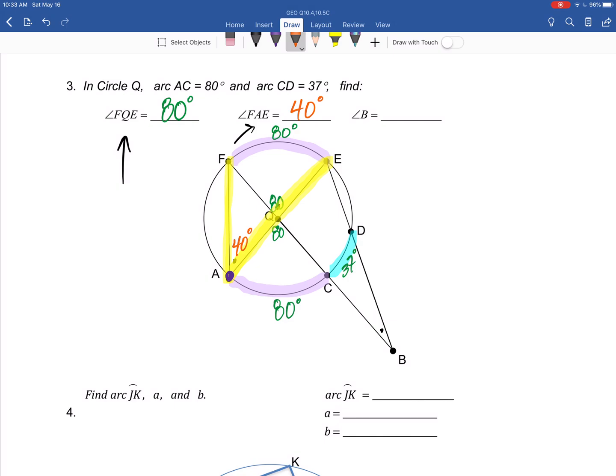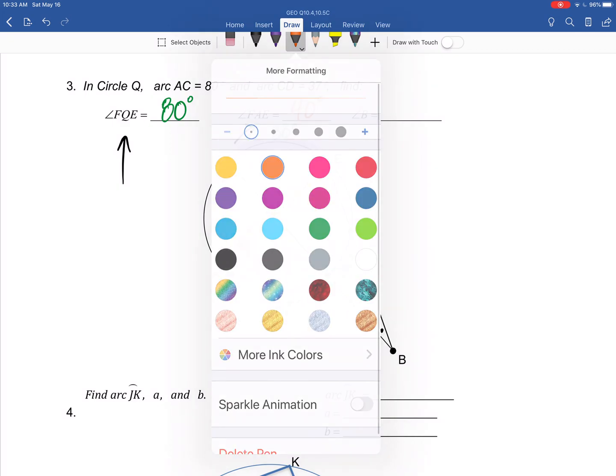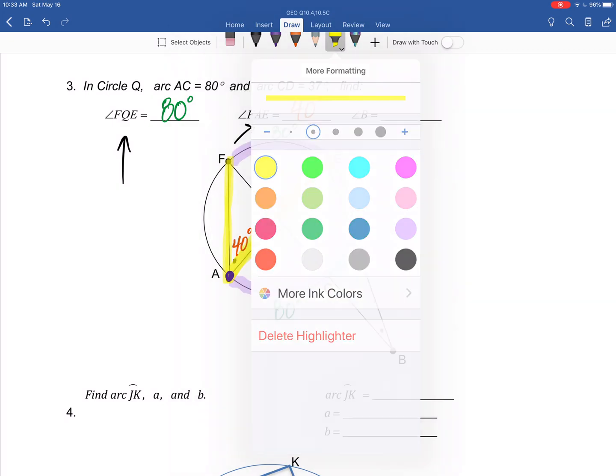Now, angle B. You're looking at these two right here. Okay, let's outline them in this dark blue. Okay, here we go.